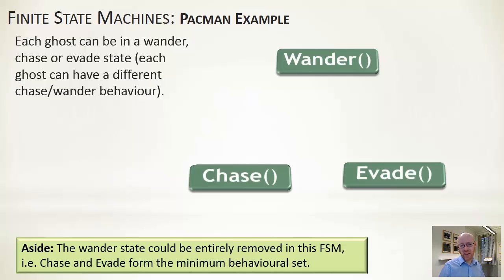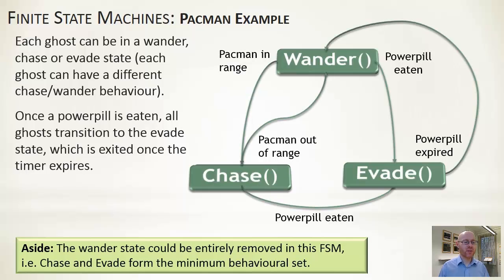So having defined that, we can also say what transition conditions would make us change from one state to another. If we're in the wander state and PACMAN becomes visible, PACMAN enters into whatever range we have, we could say that is our transitional condition to go from wander to chasing. And if PACMAN goes out of range, then we go from chasing back to wandering. Equally, when a power pill is eaten, then no matter if we're in the wander or the chase state, we automatically go into the evade state. And we stay in the evade state until the power pill has expired.